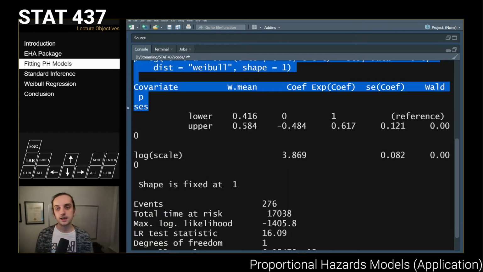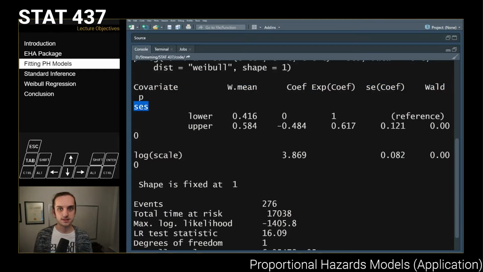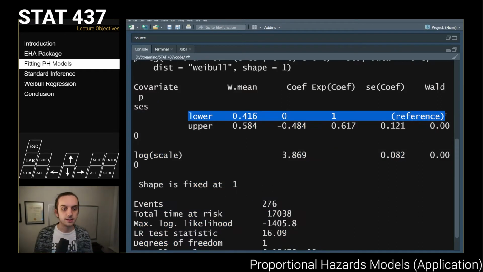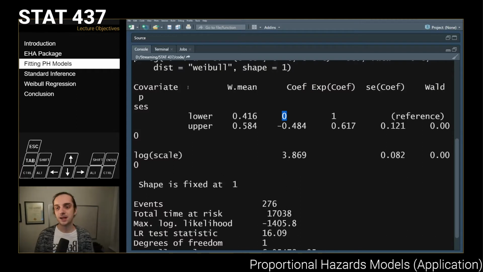We can see here that we're dealing with the socioeconomic status factor, and it gives us a listing for both levels. We used to be only thinking about having one listing, right? It would only be this upper row, and the lower row is considered the reference category. Here it lists the lower row as the reference category, and over in this coef column, the coefficient is estimated to be 0 for the lower. That's the same thing as not including it, but this function explicitly lists it there.